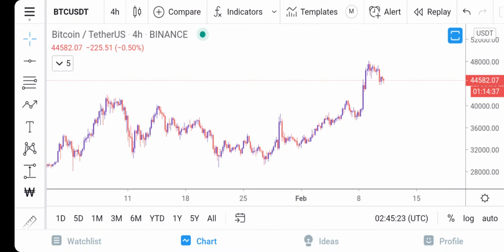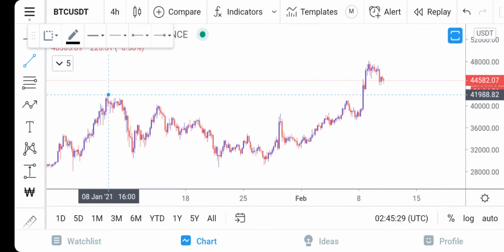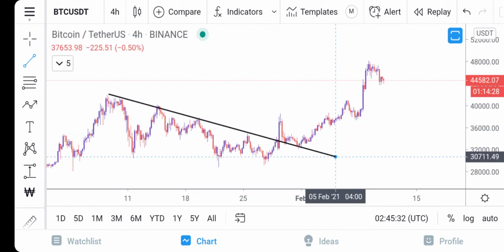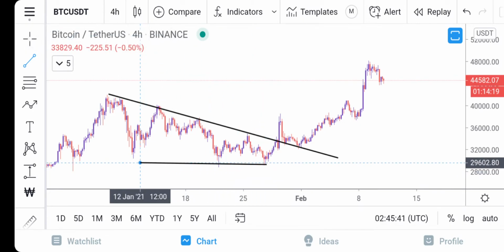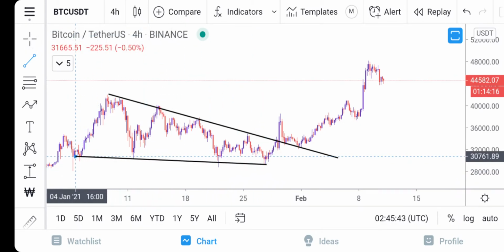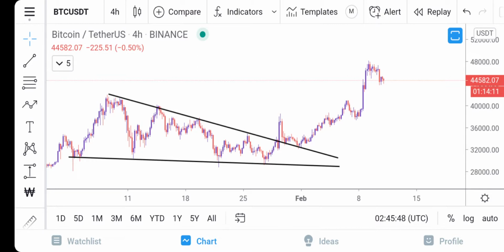For example, looking at the Bitcoin USDT 4 hour chart here, you can get your trend line resistance here, and you can also get your trend line supports here. So this is your trend line resistance and support. Forming these two together, you are getting a descending wedge, or a falling wedge.